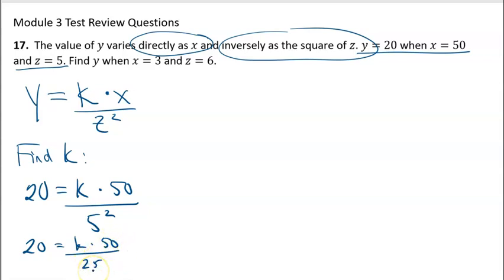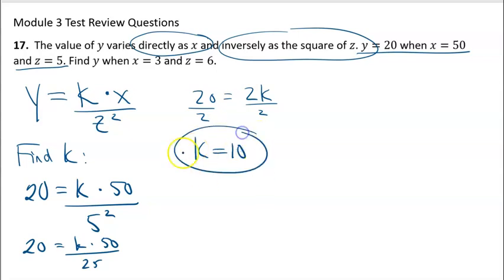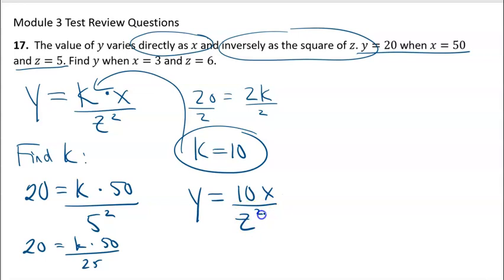Now you can simplify this if you want to. 50 divided by 25 is 2. So that means 20 is equal to 2k, or k times 2. And then to solve for k, I'm going to divide both sides by 2. So it turns out k is 10. What do I do with that? I plug it in right back over here. So my formula is y equals 10x divided by z squared. And if they just asked the formula, we'd be done.